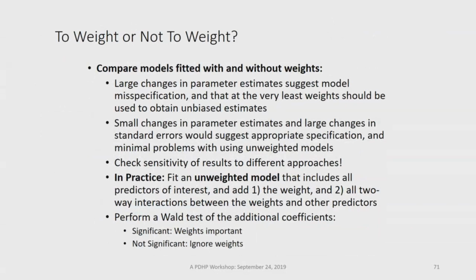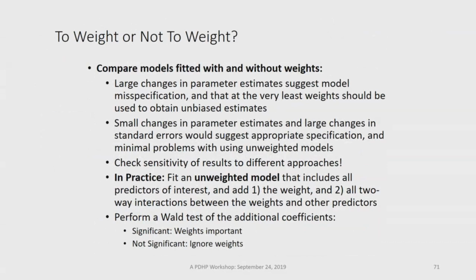And I'm going to talk about how to look at that formally in a second. So if you see large changes in your parameter estimates, that suggests that you may have some model misspecification. It may not be the best model, and the weights are influencing what that relationship looks like. So in that situation, at the very least, you should be using your weights to obtain unbiased estimates with respect to the sample design. Small changes, on the other hand, in your estimates, combined with large changes in the standard errors, would suggest appropriate specification.